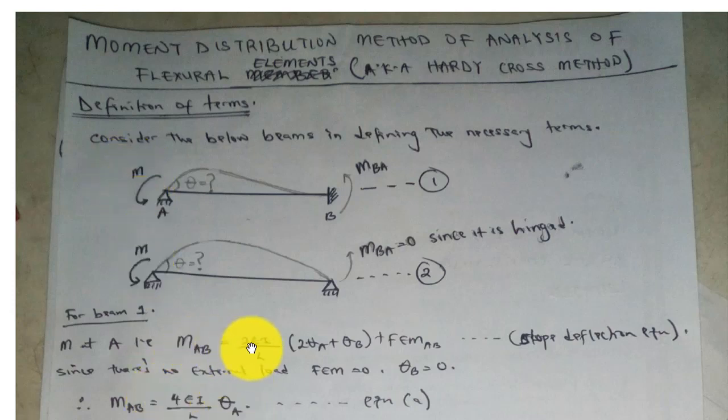So I say MAB equals 2EI over L, and so on. Then the fixed end moment is equal to 0 because there is no external load. When we have external load, that's when you can have a fixed end moment. And theta B is equal to 0. I'm talking about beam 1. Theta B is equal to 0 because there will be no rotation for a fixed support. Therefore, the equation will reduce to MAB equals 4EI over L times theta A. That means the value of this externally applied moment M is 4EI over L times theta A. Alright? So we are done with beam 1. Then for beam 2.